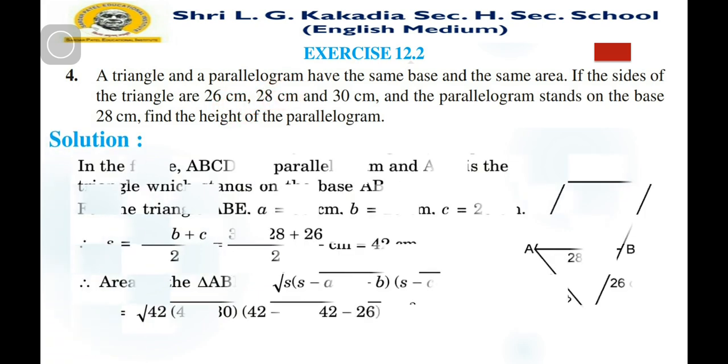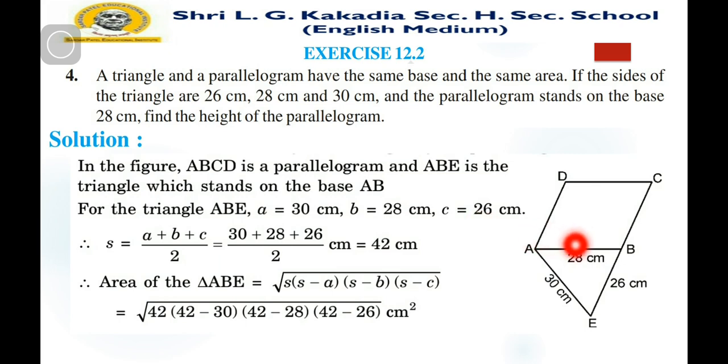Here you can see in the figure parallelogram ABCD and triangle ABE. The parallelogram ABCD and triangle ABE stand on the same base AB, with length 28 centimeter, and the triangle has sides 30 centimeter and BE equal to 26 centimeter. So first we find the area of this triangle and compare it with the parallelogram. In the figure, ABCD is the parallelogram and ABE is the triangle which stands on the base AB.